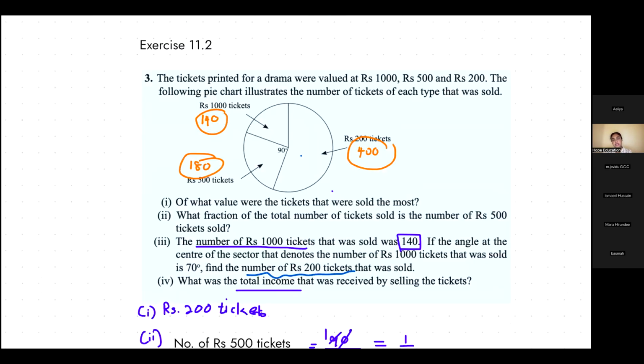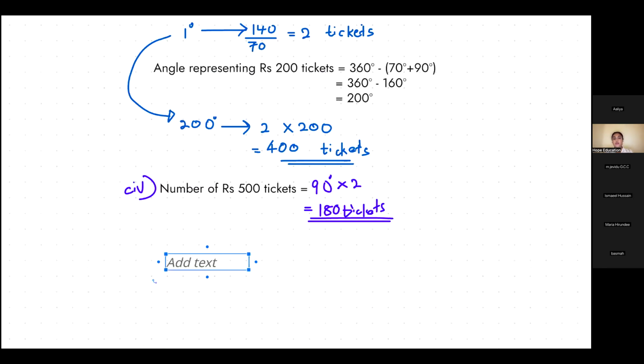How many 1,000 rupee tickets have been sold? Now tell me. How many 1,000 rupee tickets have been sold? 140 1,000 rupee tickets have been sold. Again, a ticket takes 1,000 rupees, right? They gave 140. So 1,000 rupees I have to multiply by 140. Then we get the income there. One ticket is 1,000 rupees. 140 such tickets have been sold.